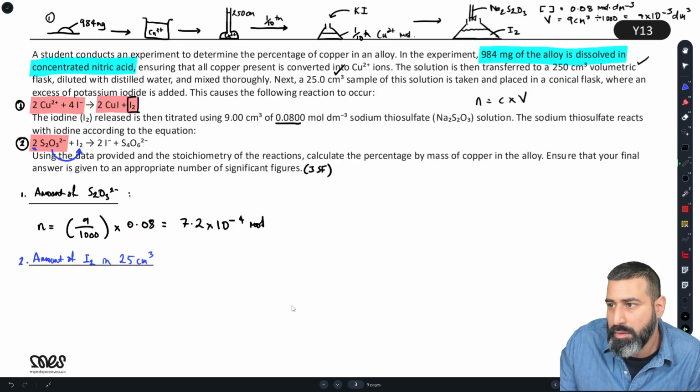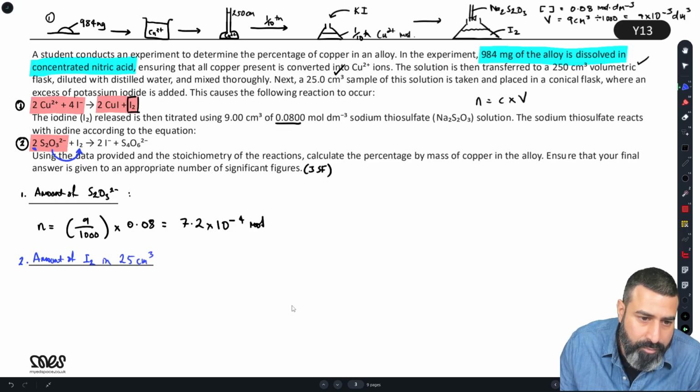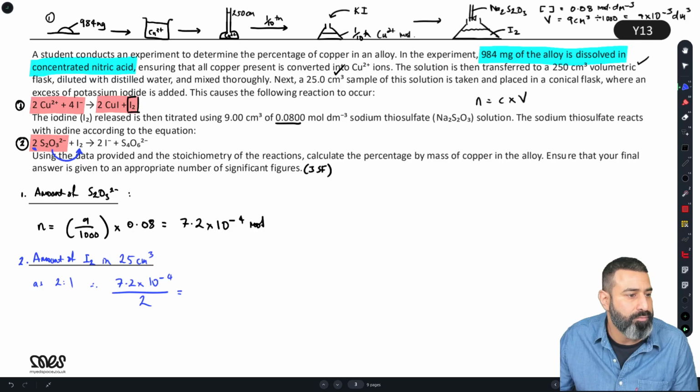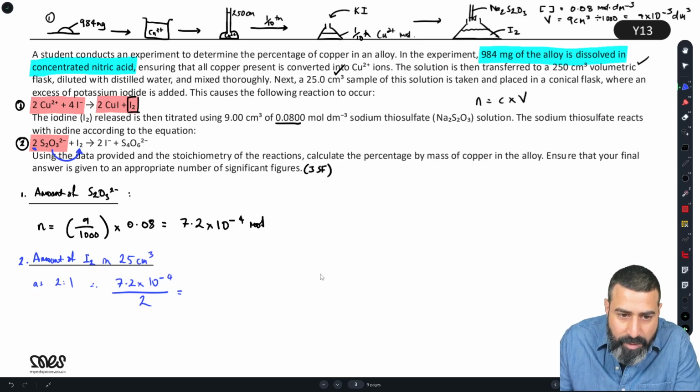In that portion. So, as a 2-to-1 ratio, therefore, it's going to be 7.2 times 10 to the minus 4 all over 2. So what does that give me? So that gives me 3.6 times 10 to the minus 4 moles of I2.